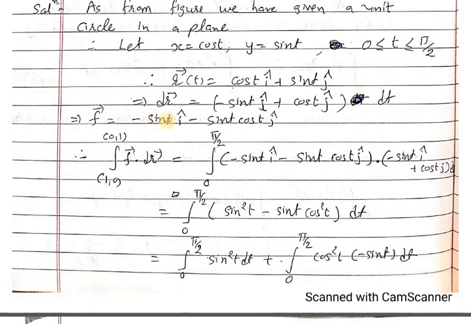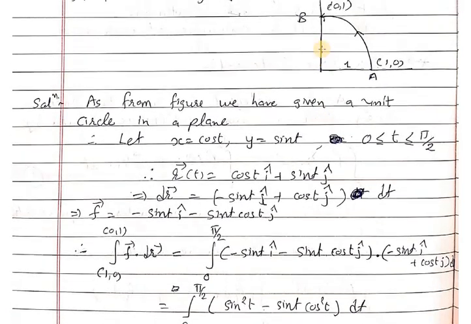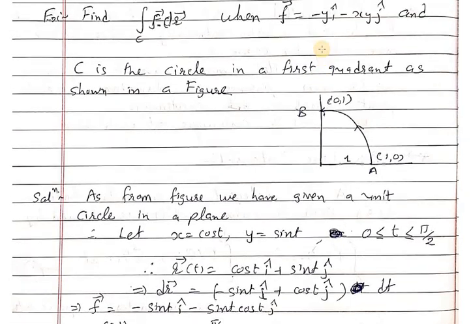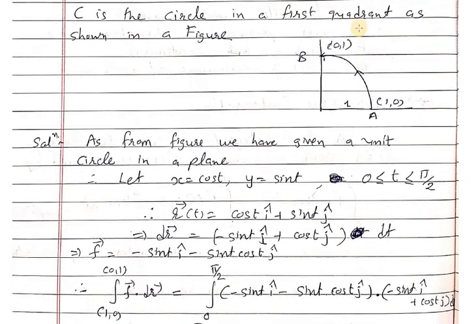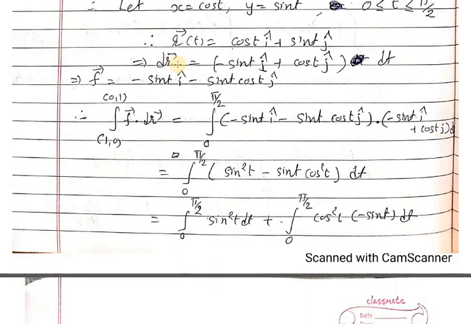Now F bar is equal to minus sin t i minus sin t cos t j. See, what we have written is F bar is your x i plus y j, where it is here minus y, minus xy. Here we are putting y is equal to sin t and x is equal to cos t, correct? So now we have F bar, and in the same manner we have dr, therefore F dot dr, that means the dot product of these two. So the i component is multiplied, the j component is multiplied, and we have integration from 0 to pi by 2.